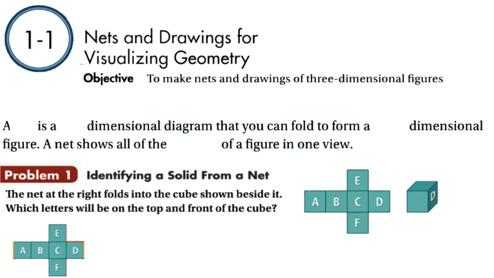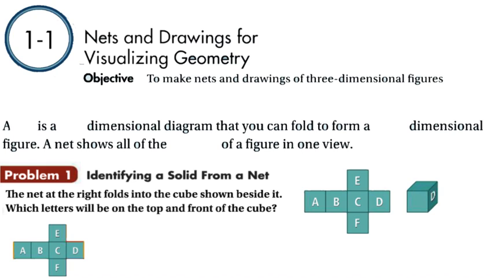Welcome to geometry. Our first lesson covers nets of three-dimensional objects and also isometric drawings. By the end of this lesson, you will be able to do a couple of things. You'll be able to recognize what the net of a three-dimensional object looks like and match those. You will also be able to draw simple nets of three-dimensional objects. And lastly, you'll be able to create isometric drawings of three-dimensional objects.